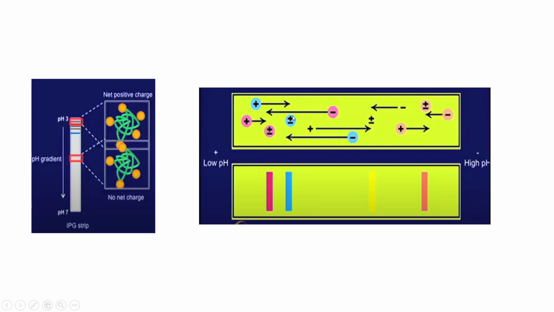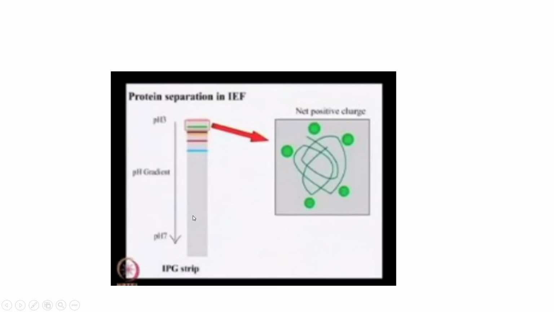Similarly, the blue one stopped here. That's how it moved. Initially, it had a positive charge, and then the protein stopped. Whereas this protein initially had negative charge, it went on to move till it gets the positive charge and becomes neutral, and it stopped moving here. So whenever it stops, it's basically a net zero charge for that protein, and it stops moving ahead because there's no charge present.